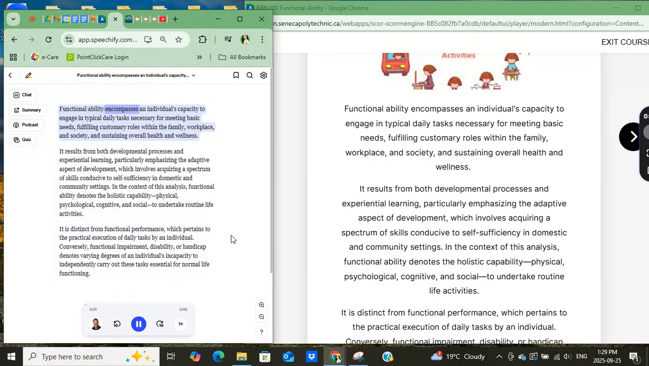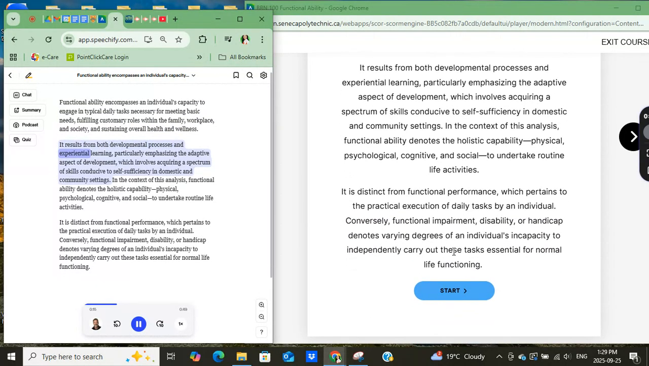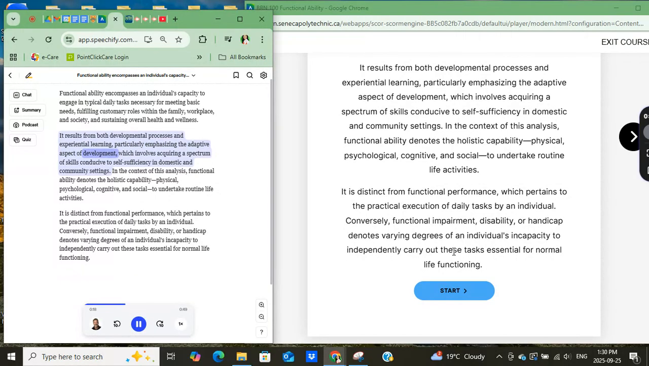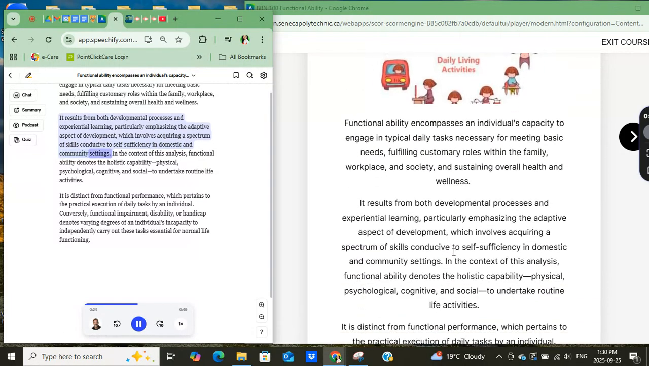Functional ability encompasses an individual's capacity to engage in typical daily tasks necessary for meeting basic needs, fulfilling customary roles within the family, workplace, and society, and sustaining overall health and wellness. It results from both developmental processes and experiential learning, particularly emphasizing the adaptive aspect of development, which involves acquiring a spectrum of skills conducive to self-sufficiency in domestic and community settings.